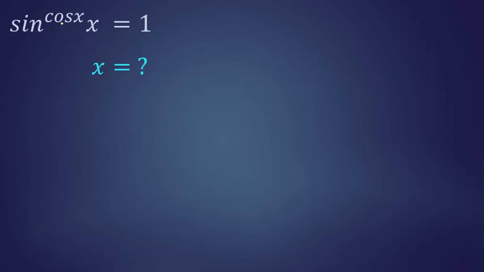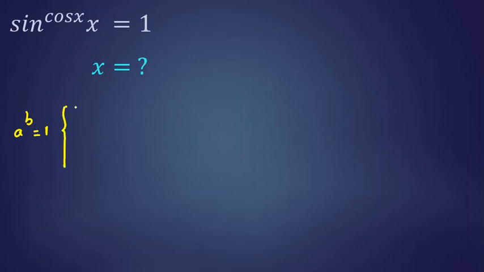Sine x to the power of cos x equal to 1. We want to find x. For solving this problem, look here: something to the power of something equal to 1. And we can see that we should use a formula. For example, when we have a to the b equal to 1, under what conditions is it 1?